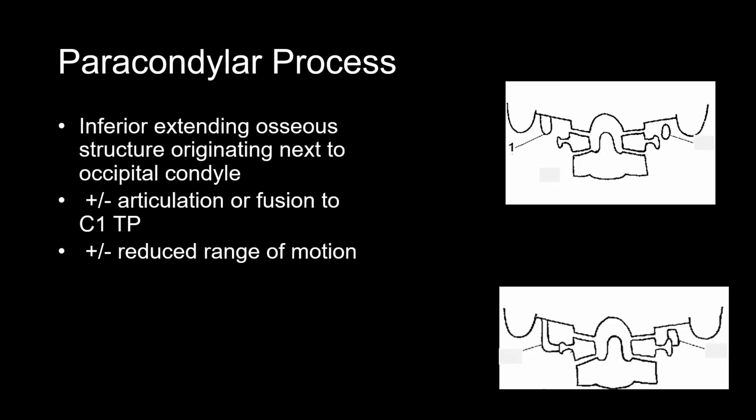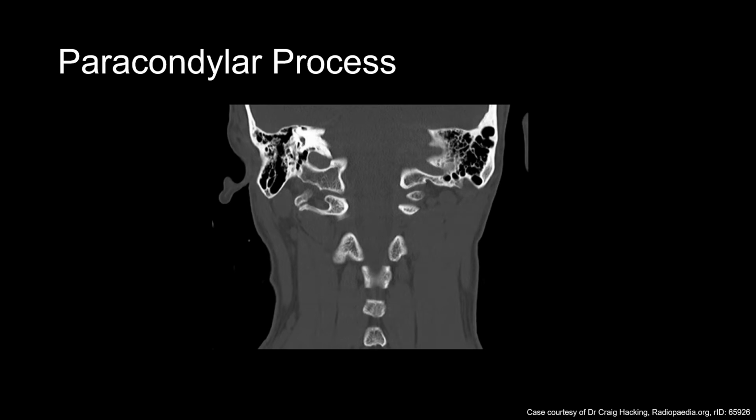Now we'll look at some congenital anomalies and normal variants in the cervical spine. A paracondylar process is a process that extends from the occipital condyle down to the C1 arch, or the C1 transverse process. They don't always communicate as depicted on this lower image here, but we know it's a paracondylar process as it always originates from the occiput. Here's an example of one coming down and actually forming an articulation with the C1 transverse process.